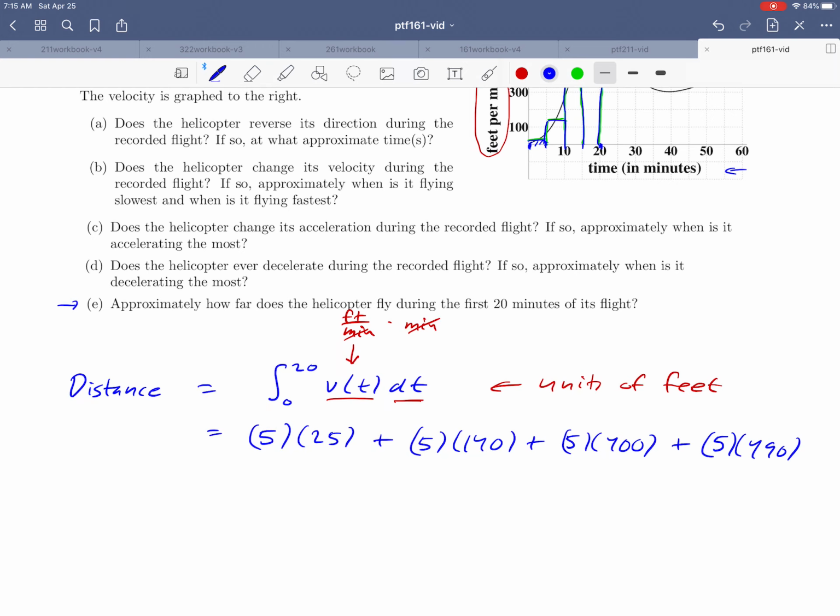Then it's a matter of just adding up those numbers and seeing what you get, and that's going to be about 5275. We already analyzed this and came to the conclusion that our units are going to be feet, and so there's our best estimate of how far that helicopter traveled.